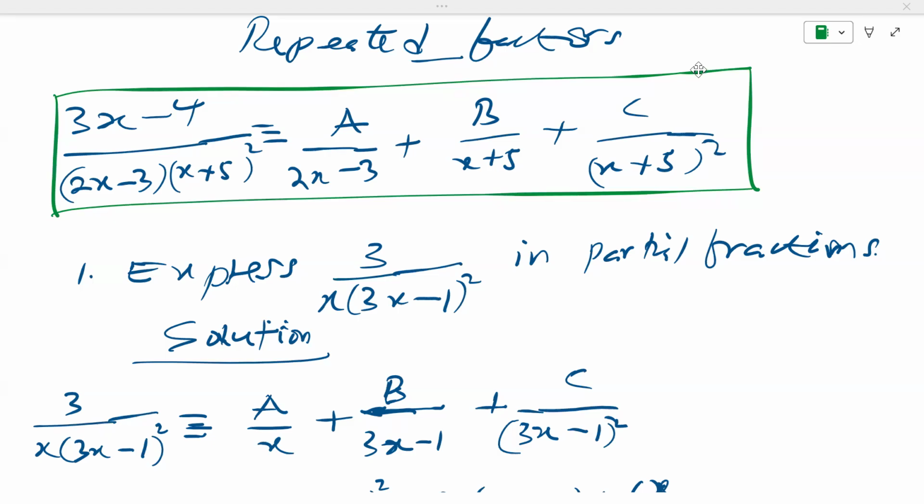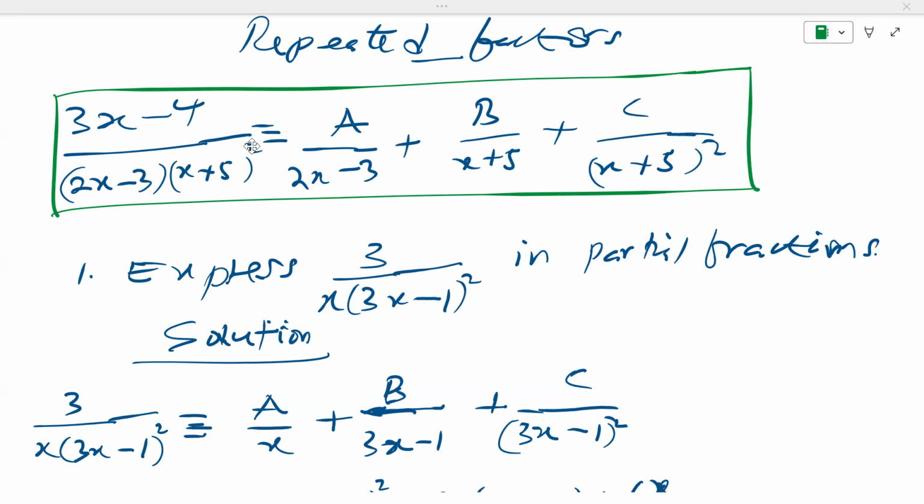Hello, I want to continue with our lessons on partial fractions. We've already dealt with linear factors in partial fractions 1, then we dealt also with quadratic factors in partial fractions 2. Today, we are moving on to partial fractions 3, and that is on repeated factors. So this is what the repeated factors are.